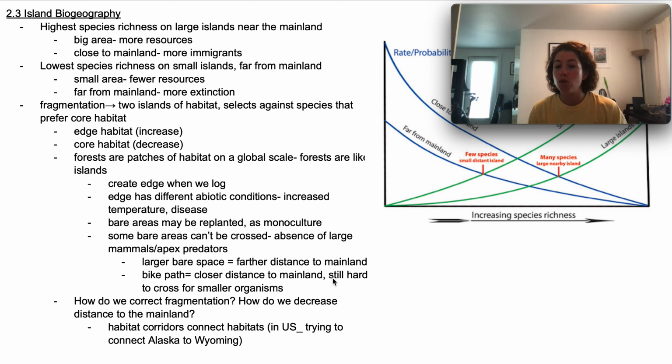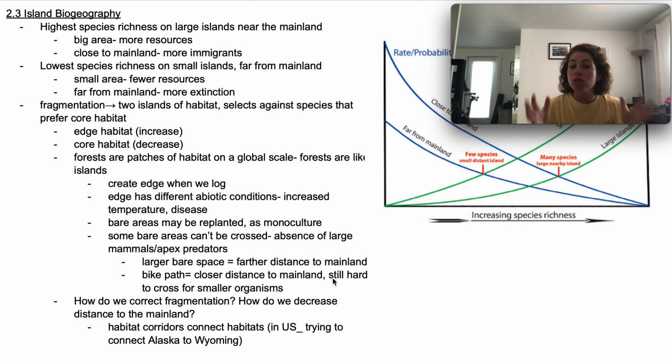And then as we move closer and farther from the mainland, we have more or less extinction. So the closer we are to the mainland, the more new individuals that are going to be migrating in. The farther we are from the mainland, the fewer individuals that are going to be migrating in. So we end up with higher rates of extinction. So if we put those 2 ideas together, how close are we to the mainland and how big is the island, we can figure out how that's going to impact diversity or species richness. So basically, the larger the island, the closer it is to your mainland, the more species richness you're going to see.